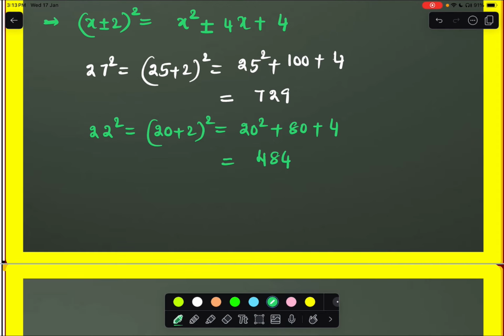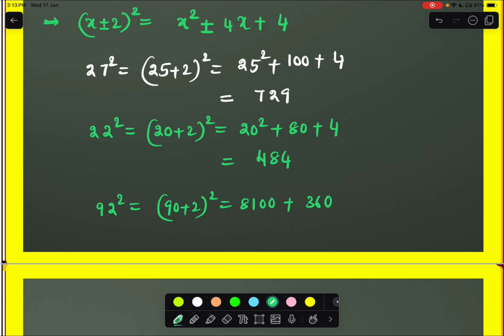And similarly, suppose I want the 92 square value, we can calculate it in the same fashion, right? So 90 plus 2 whole square, we can assume it. So 9 square equals how much? 81, and 10 becomes 2 zeros, right? Now the 2ab value, 2 into 90 into 2, we will get 360, right?